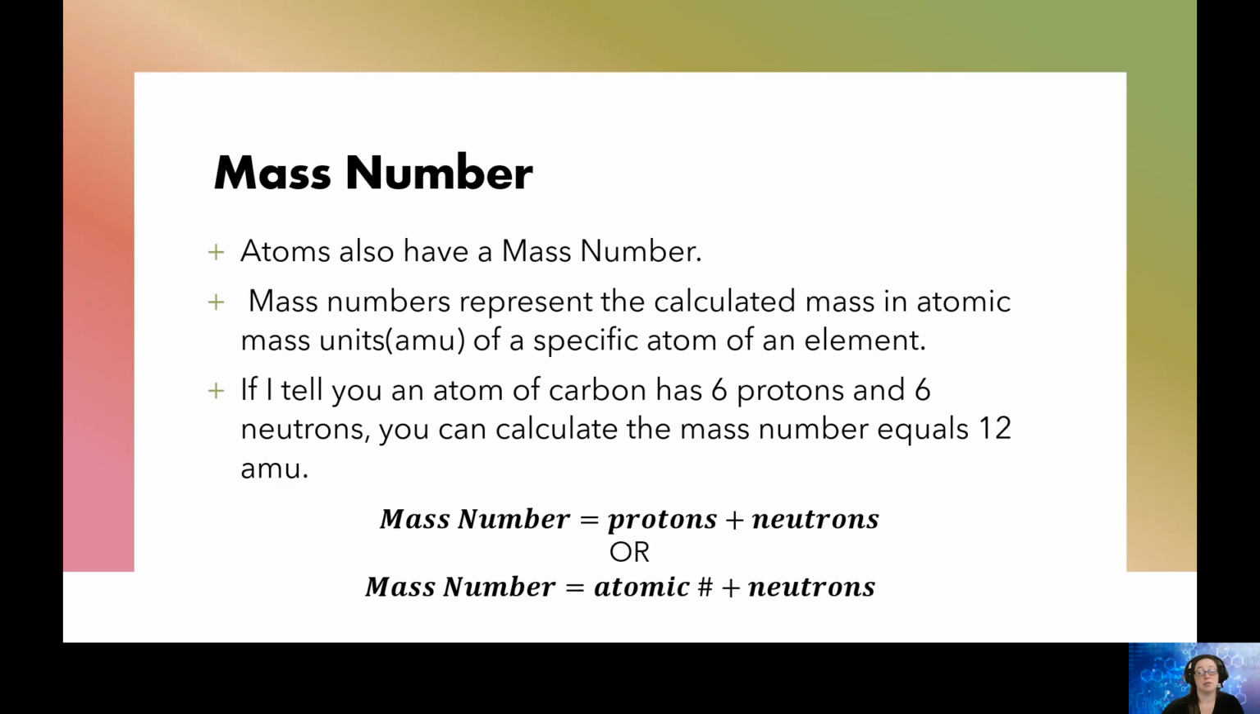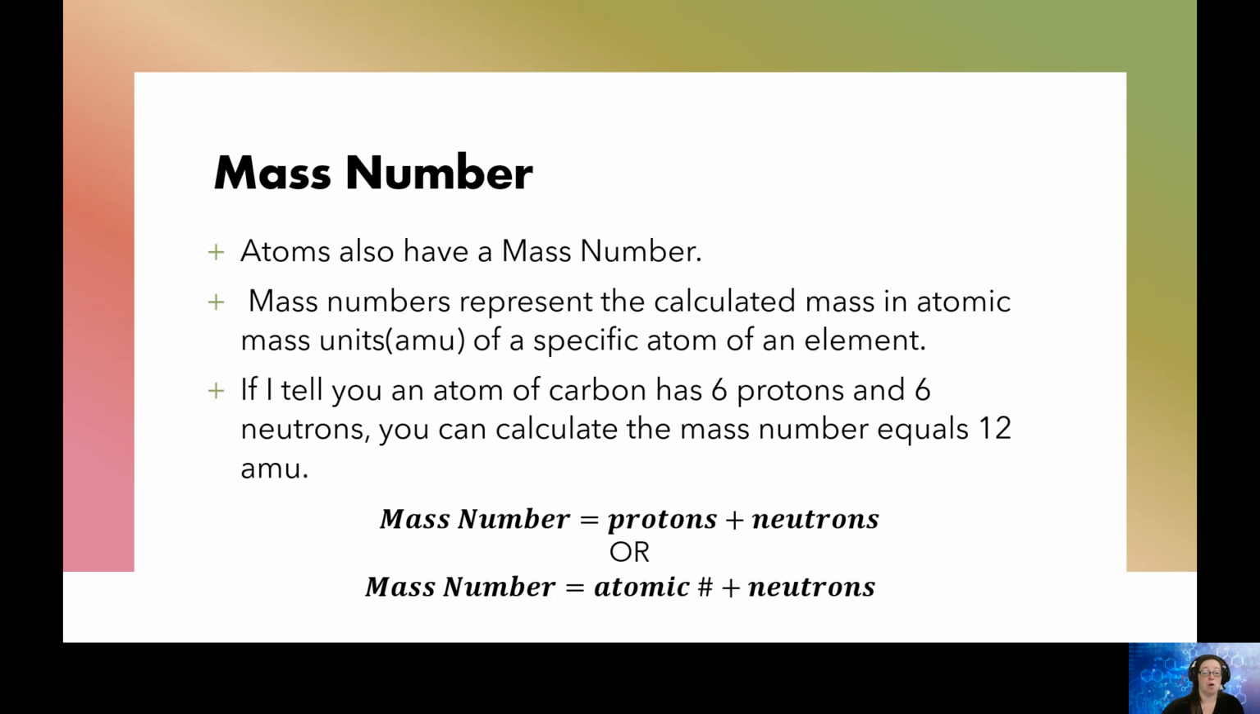So let's take a look at mass numbers. So mass number is not on the typical periodic table, but this is something that you can calculate if you have the number of neutrons and protons in an atom. Okay, so atoms have mass numbers. They represent the calculated mass in atomic mass units. They're shortened to AMUs, and you'll see that off and on. AMUs and grams are interchangeable when you're talking about like chemical formulas and amounts of atoms. And that's for a specific atom of an element. So if I tell you an atom of carbon has 6 protons and 6 neutrons, you can calculate the mass number is equal to 12 AMU.